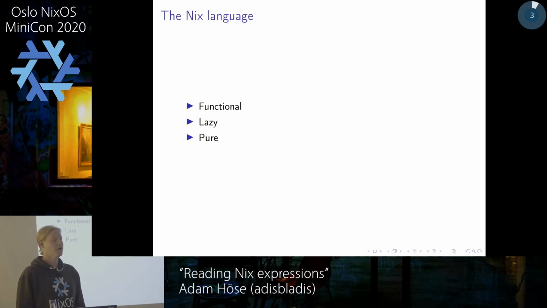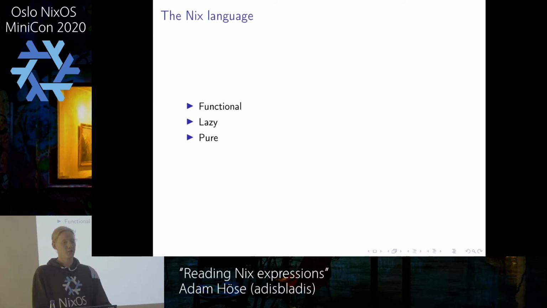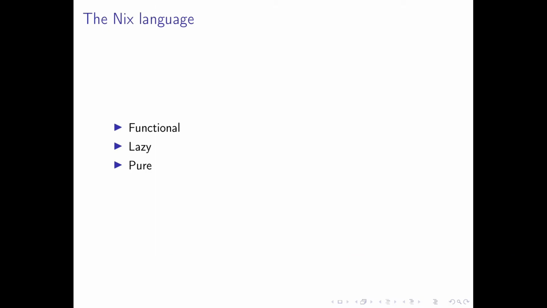So let's first start with these three nice buzzwords that everyone keeps hearing about Nix. Firstly, it's not an imperative language. It's not anything like Python. It has more in common with languages like Haskell and Lisp. It is lazily evaluated.